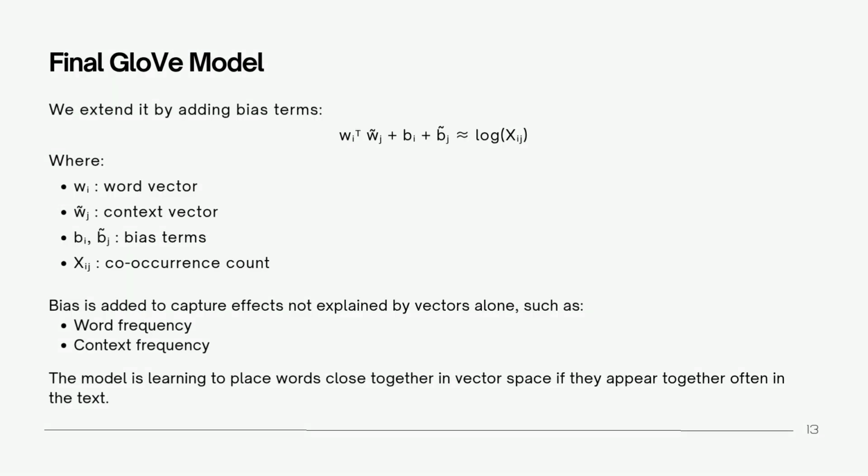To make the model more flexible, we add bias terms. These biases help capture additional factors like word frequency and context frequency that are not fully explained by the vectors alone. So the final model predicts the log of co-occurrence using a combination of vector dot product and bias terms.